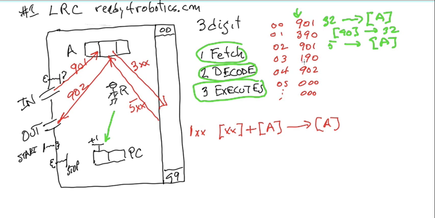Now we have 190. What is 190? It decodes the 1, and the 1 says add whatever is in 90 to the A. So we take the contents of A plus what was in 90, and that goes into A, which in this case will be the sum of 32 and 5, which will be 37 if my arithmetic is still good. The next thing it does, it looks at 902. It's going to output A, so it outputs 37, and there's 37 sitting here in this output tray.